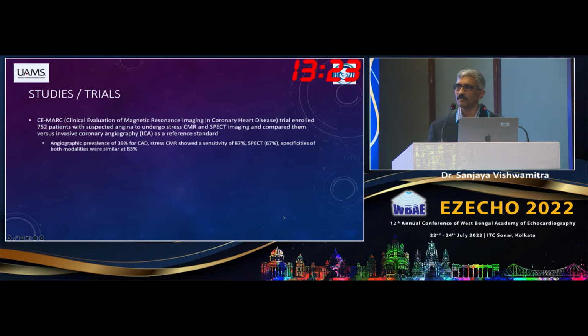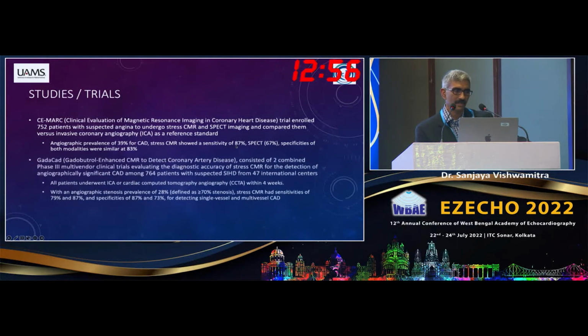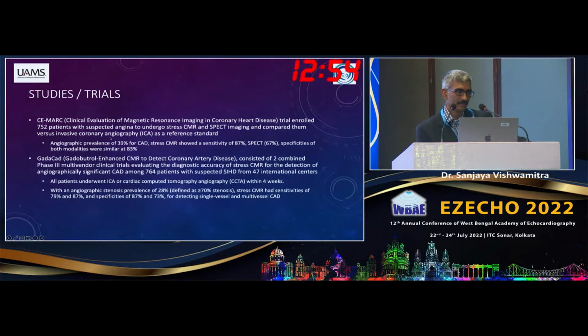How does this appear in the clinical trials? The CMARC study basically looked at patients who had an angiographic prevalence of about 40% of coronary artery disease, and the stress CMR showed a sensitivity of about 87%. SPECT was lower at about 67%, with the specificities of both being 83%. So when you are able to make the diagnosis, both are accurate, but the sensitivity of picking up more of the diagnosis was seen with CMR.